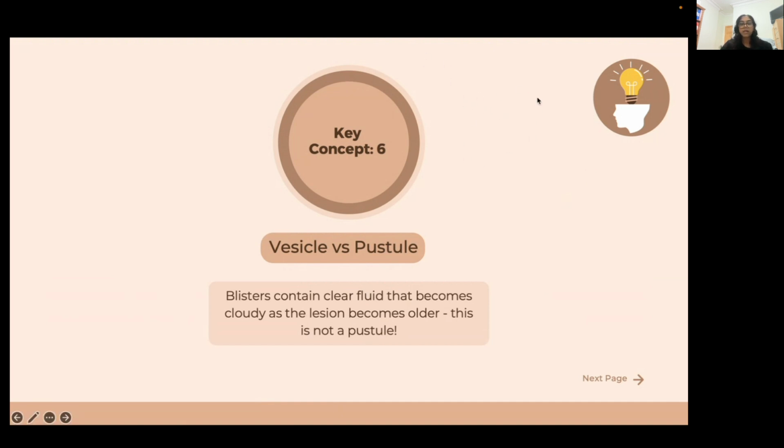Okay, then another key concept, vesicle versus pustule. Just to reiterate what we said before: when you're thinking about a blister that contains clear fluid that becomes cloudy as the lesion becomes older, that's not a pustule. So it's important to look at the color of the fluid. But as it becomes cloudy, that doesn't mean it's a pustule. So that might still be a blister or a vesicle.